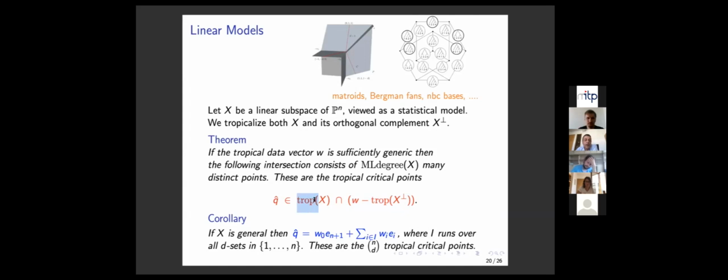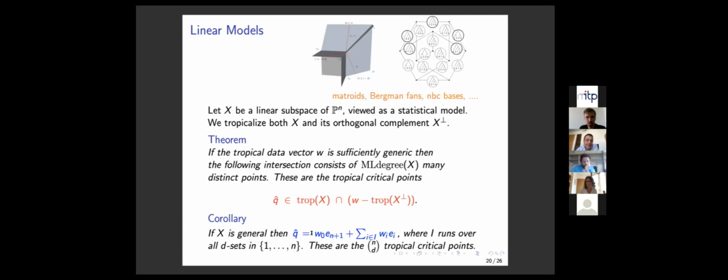So now this is a piecewise linear fan, this is a shifted fan. These two things have complementary dimension, they intersect in finitely many points, and the number of points is the ML degree, the number of bounded regions. So for example, if X is a completely generic linear space, then the number of critical points or bounded regions is n choose d, and we can write them explicitly as follows.